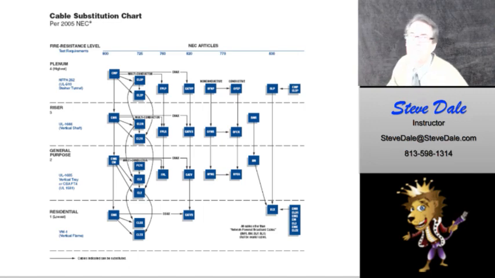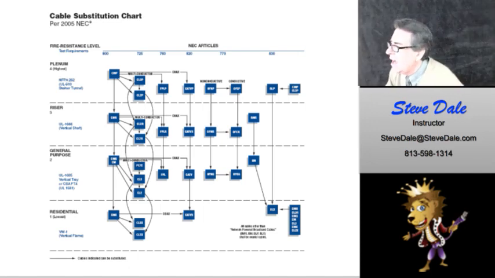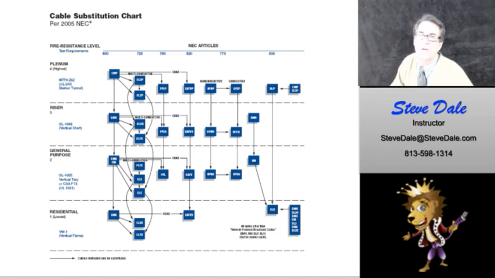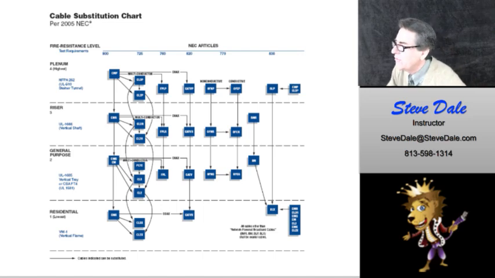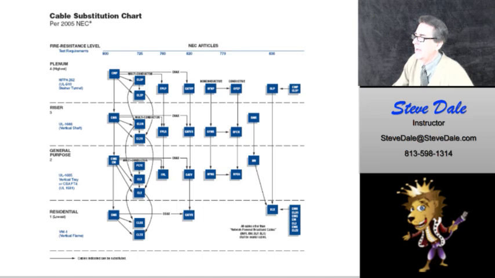760, that's fire alarms. All right, 770 is optical fiber cable, and so forth. I think 830 is network broadband communication conductors. Okay, so those are chapters, and in the row below them are the cable types that are used for those articles.